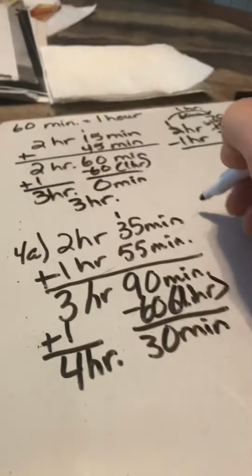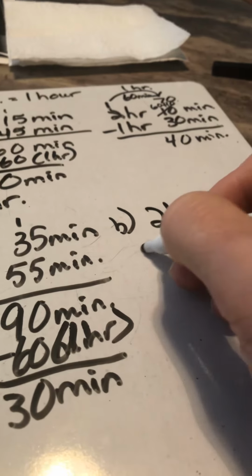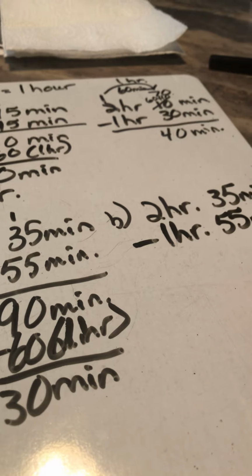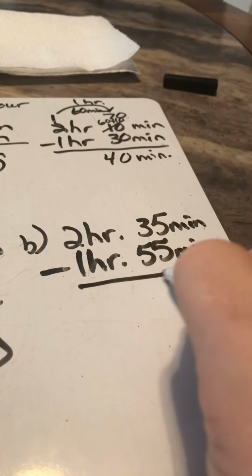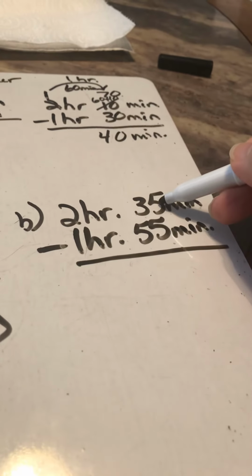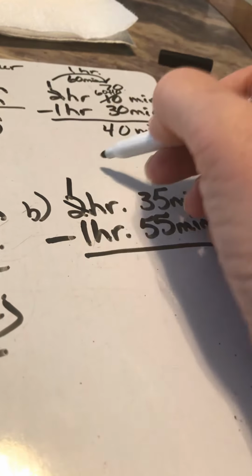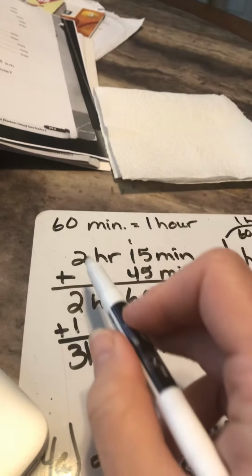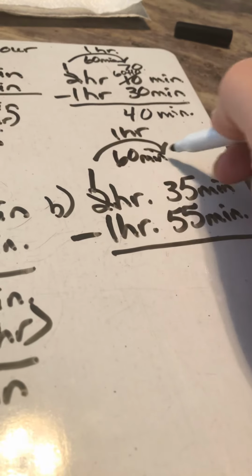Now the other question, B, was how much longer did it take him to do the van than to fix the car? So in this instance, we're going to subtract. I'm going to subtract the 2 hours and 35 minutes minus the hour and 55 minutes. I can't take 55 from 35 though, so I'm going to borrow from here. The 2 becomes a 1. Again, I'm going to bring over 1 hour, but what do we know? We know that 60 minutes equals an hour. So I'm bringing over 60 minutes.